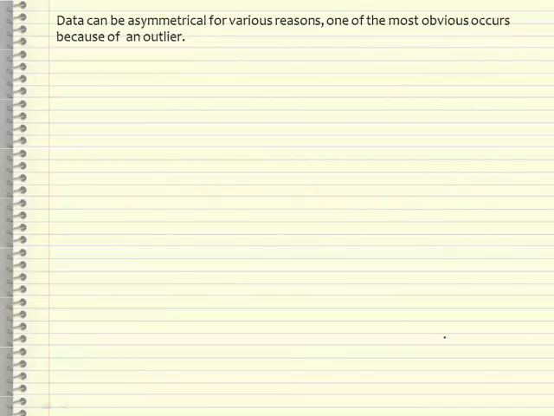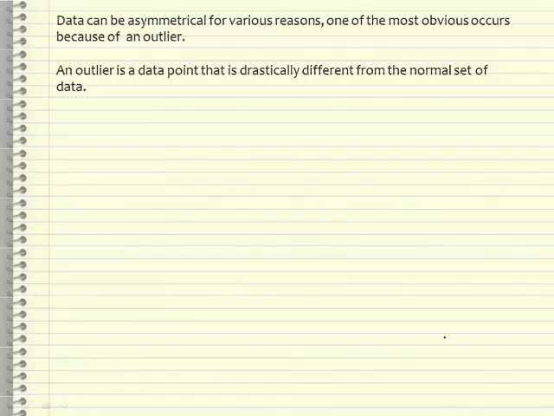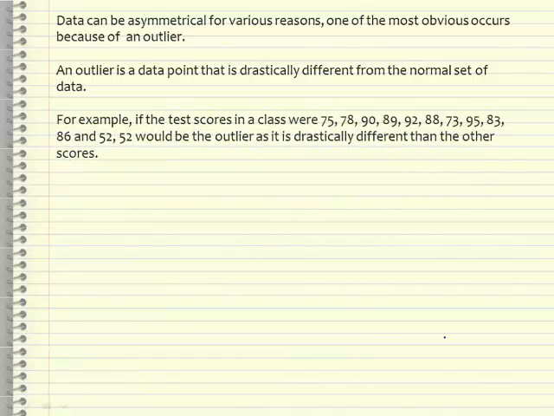Data can be asymmetrical for a lot of reasons, but one of the most obvious reasons is what's called an outlier. This is a data point that is drastically different from the normal set of data. So for example, if most of the people taking a test in a class are scoring 70 to 75, and you have somebody that scores a 3, that would be an outlier. Here's another example. We've got a bunch of test scores in the 70s and 90s, and you have a 52, and 52 is the outlier because it's very different than the other scores.